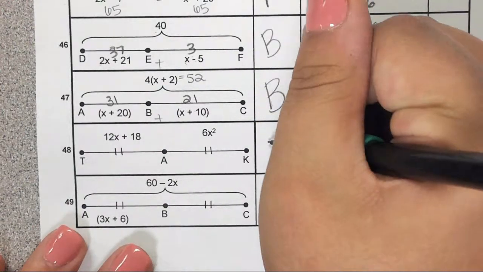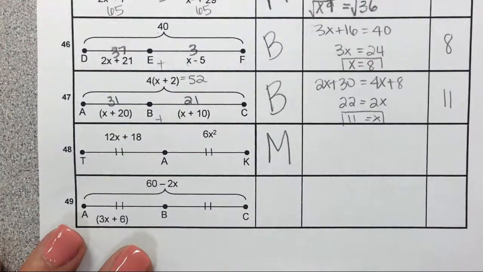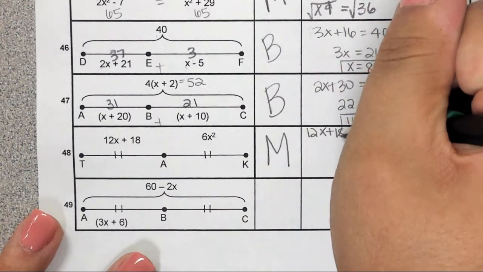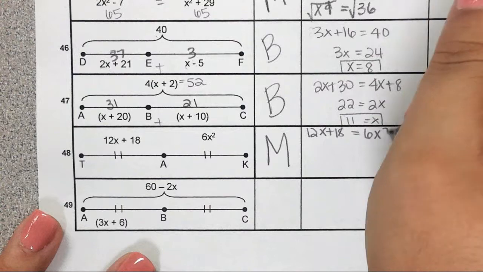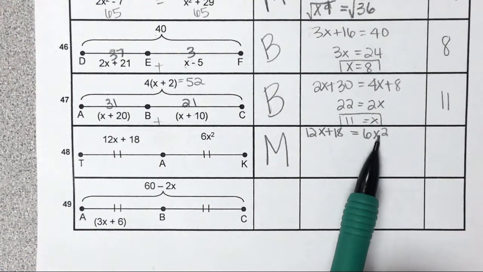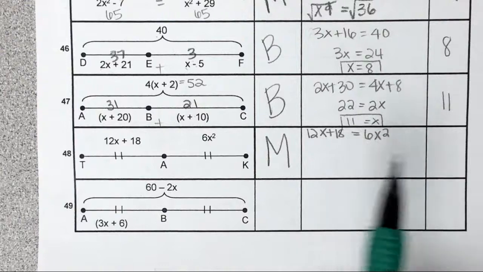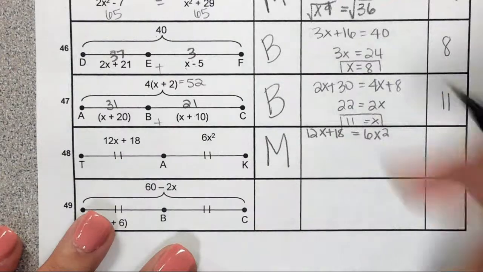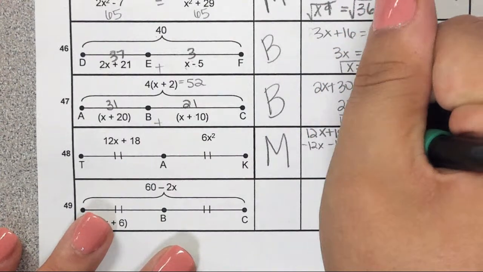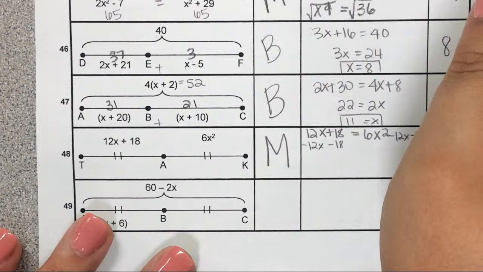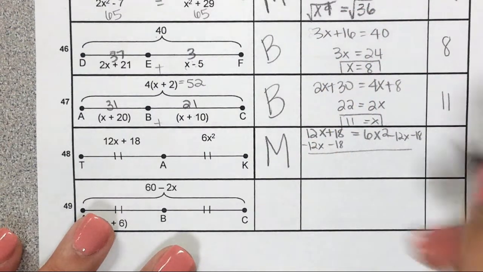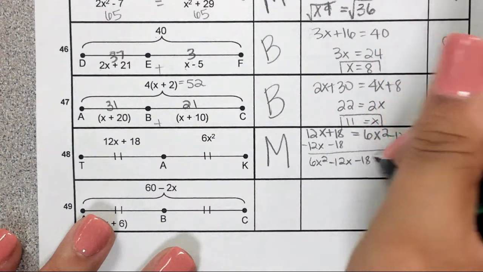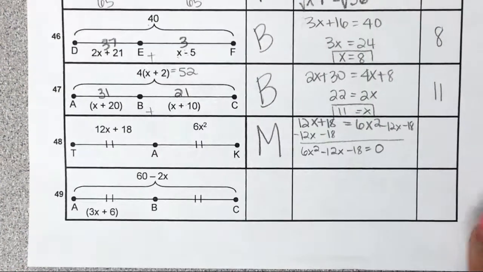Okay. Midpoint. This one's a little bit weird. A little bit, but not much. 12x plus 18. It's midpoint, so they're going to equal each other. We have a quadratic that has an x squared and an x, so we have to make it equal 0. I want my x squared positive, so I'm going to move everything to the other side. That's going to give me 6x squared minus 12x minus 18 equals 0.